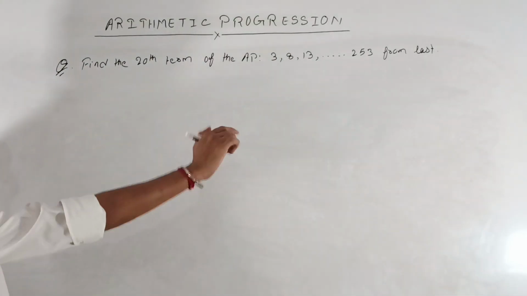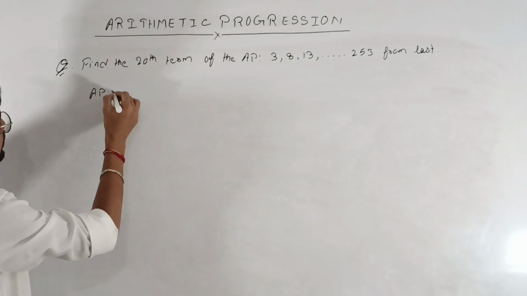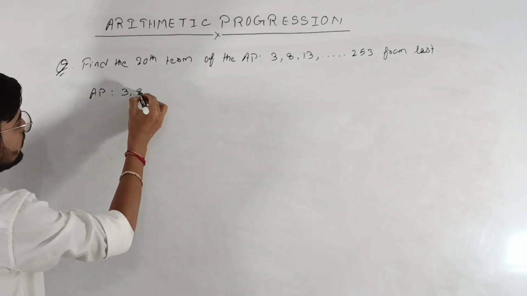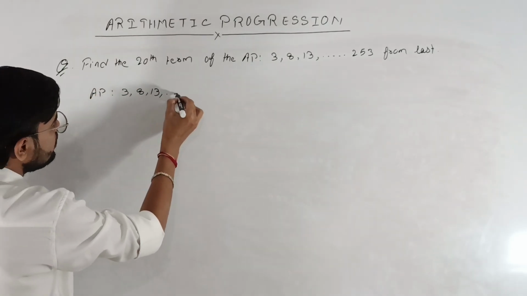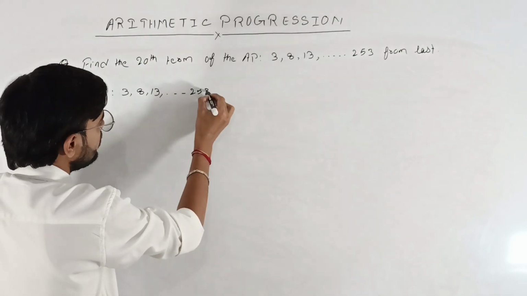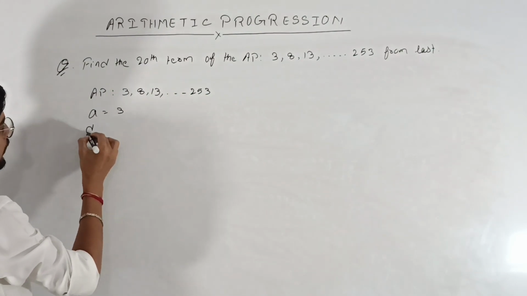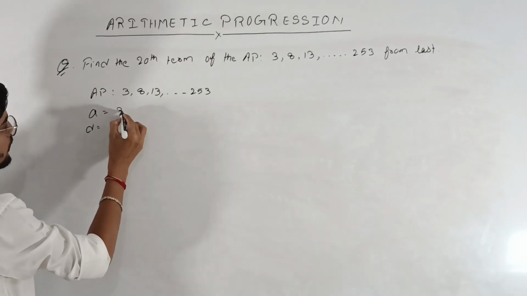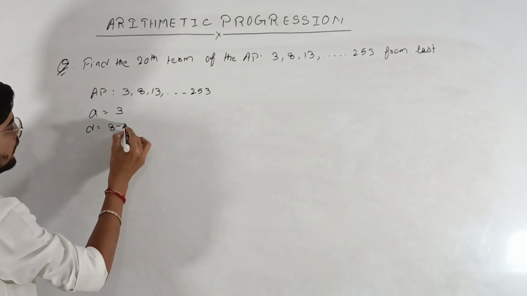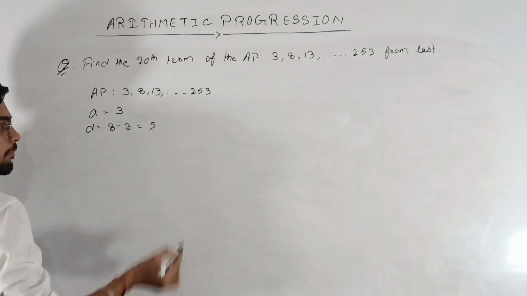So first I write the AP which is given. The AP is 3, 8, 13 and so on up to 253. Now for this AP, a is 3, and d is 8 minus 3, which is 5.